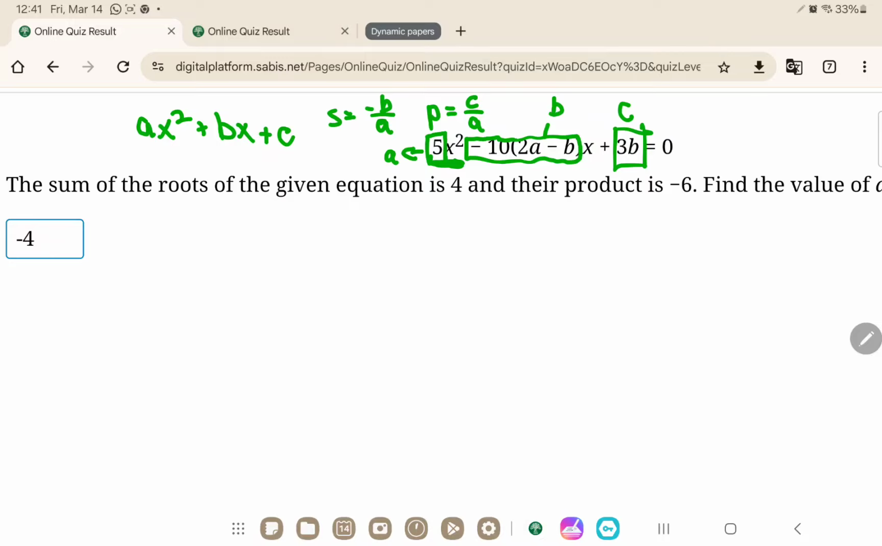So, what do we know? We know that the sum of the roots is 4 and the product is negative 6. And they want you to find the value of A, not this A, this A. So what we're going to do: the sum, which is 4, equals negative b over a. So negative 10 into 2A minus B, over a, which is 5. The negatives are going to cancel out and become positive.